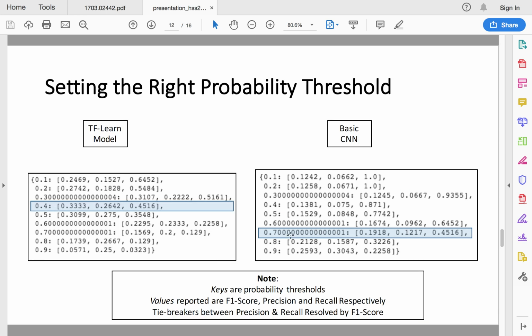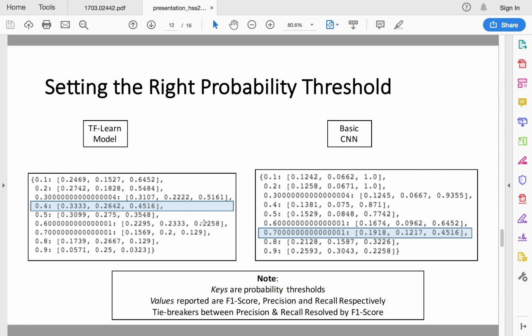And in order to reduce the false positives for the basic CNN, I choose a higher probability threshold, that is 0.7, which is above 0.5. Whereas for the transfer learning based model, as I have a fairly decent precision, what I want to do is now maximize recall, which is why I shift the probability threshold down below 0.5. And as I can see over here, I get a higher F1 score overall because of a huge increase in the recall as I decrease the probability threshold.